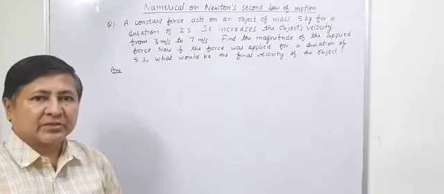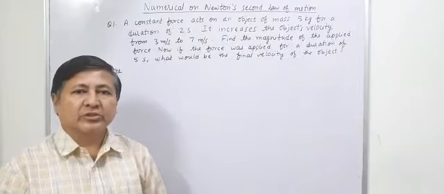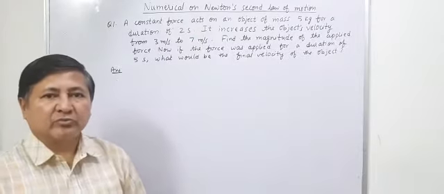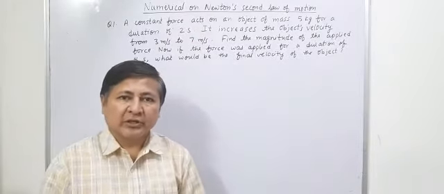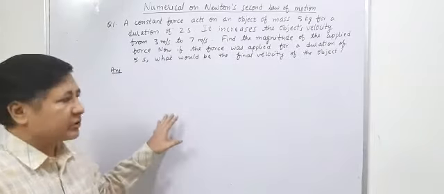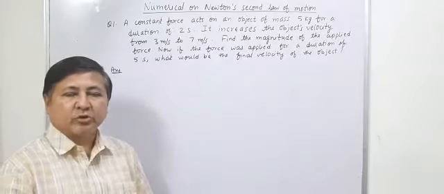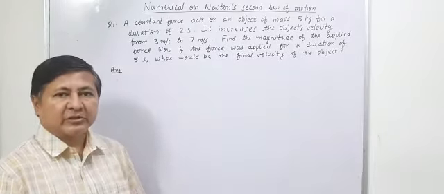In the last class we discussed Newton's second law of motion. It states that the rate of change of momentum is directly proportional to the applied force, in the direction of force. We derived the formula F = m(v - u)/t, or we can write F = ma.